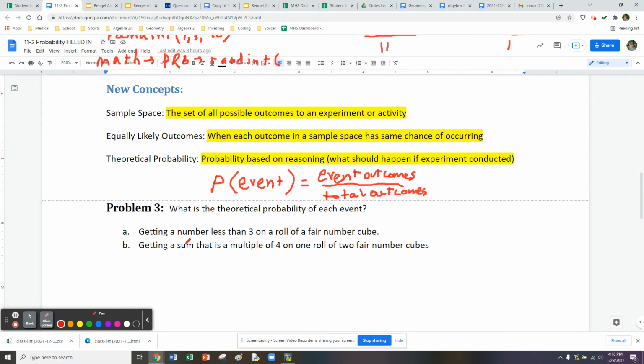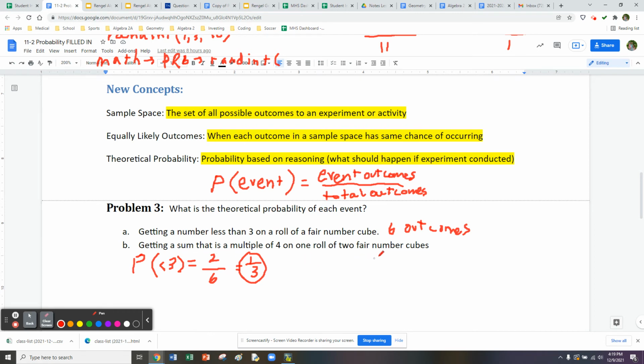Down in problem 3, we'll find the probability of each event. So here we have a number less than 3 on a roll of a fair number cube. So with a fair number cube, we're going to have 6 total outcomes. And we can find the probability of getting a number less than 3. Well, we have to reason how many numbers are less than 3. There's 2 possibilities, a 2 or a 1, out of 6 total, which is going to give us a probability of 1/3. So 1/3 would be our chances of getting a number less than 3.